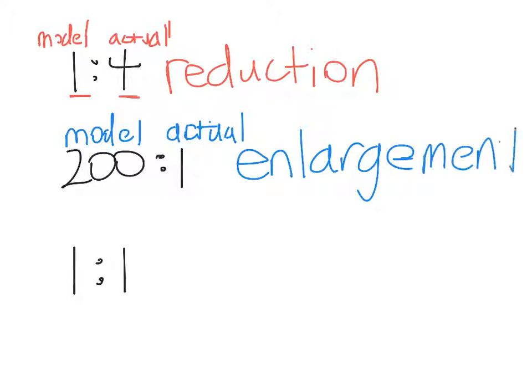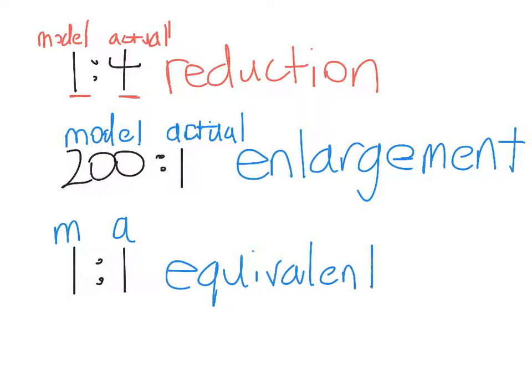And finally, if the model and the actual are equal, well, it's not a reduction or an enlargement. We just call this one equivalent or congruent, but it's not reduced or enlarged.